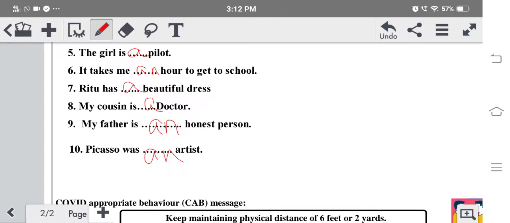Now you have a message. You need to maintain physical distance of 6 feet or 2 yards if you are going out. It's better you stay at home because the condition is worsening day by day. Children, it's very important that we take care of our health, the health of our near and dear ones, the people around us. We need to take care of everybody. We don't have to go out unless and until it is very, very necessary. So avoid going out of the house and maintain social distance. Keep sanitizing your hands, keep washing them, and take care.